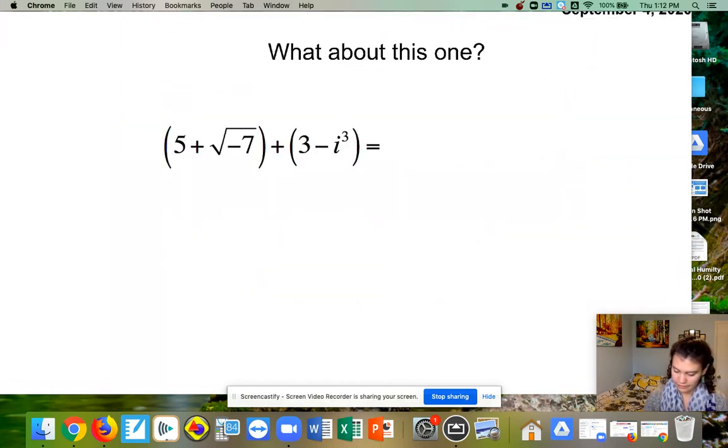Okay, now I have a slightly different one. This one's a little tricky. So I'm going to start by writing this first part as an i.